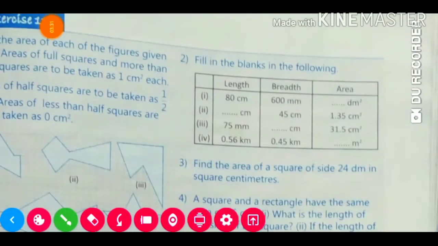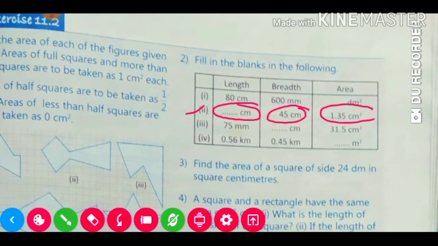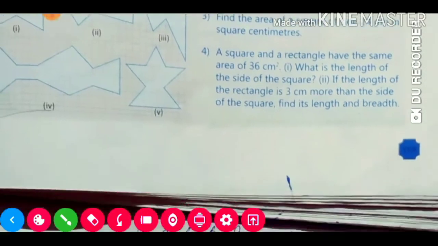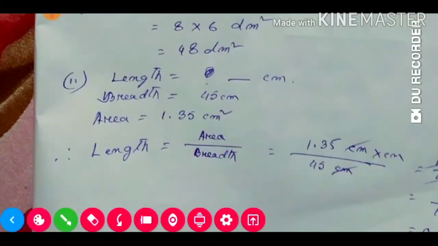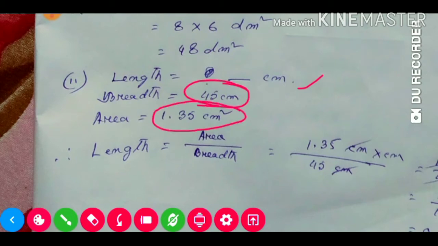Number 2, you'll see. Here length is not given. Breadth is given as 45 centimeter. And area is equal to 1.35 centimeter square. Here, length's unit is centimeter, breadth's unit is also centimeter, and area is also centimeter, so no need to convert anything. We just need to find out the length. So see how to do this. Number 2: length is not given, breadth is equal to 45 centimeter and area is equal to 1.35 centimeter square.